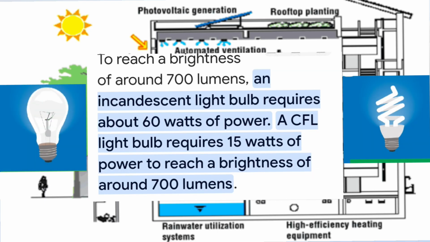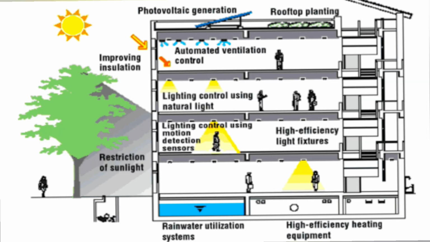If we compare incandescent and fluorescent bulbs, to produce the same intensity of light, that is 700 lumens, an incandescent bulb requires 60 watts of power. With a CFL bulb, to produce 700 lumens, you need only 15 watts of power. Although the initial investment for CFL bulbs is higher than for incandescent bulbs, what if in the long run you get lower electricity bills than those using incandescent bulbs? That's a good option now. So why not go with the CFL one? Exactly.